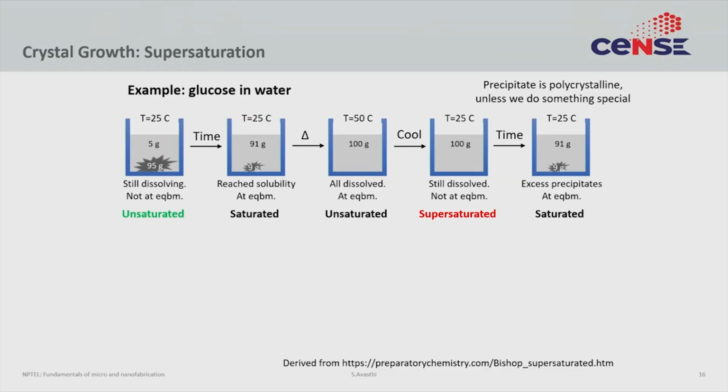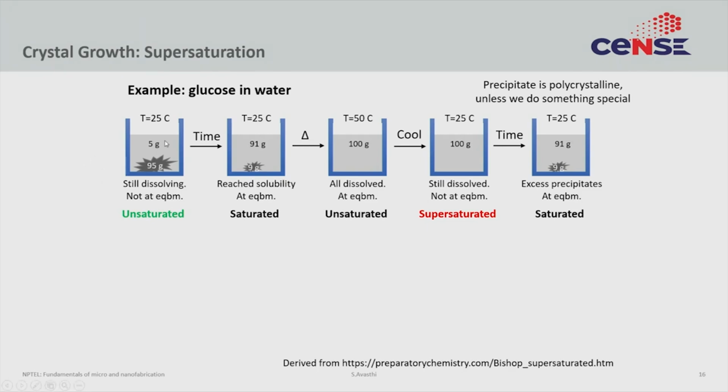So, in order to understand crystal growth, the most relatable example is something that we are all familiar with, which is dissolution of glucose or sugar in water. If you take water and try to dissolve glucose in it, you will form a saturated solution at 91 grams. That is the solubility of glucose in water. So, let us look at this process. Strictly speaking, crystal growth is not a solution, but the concepts travel.